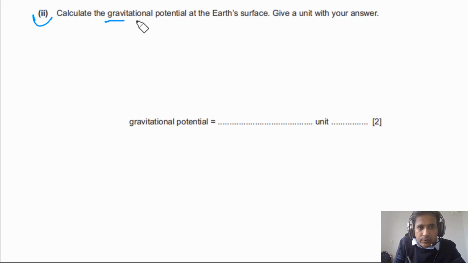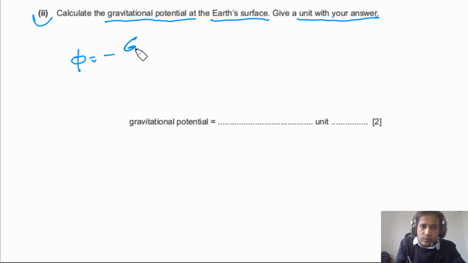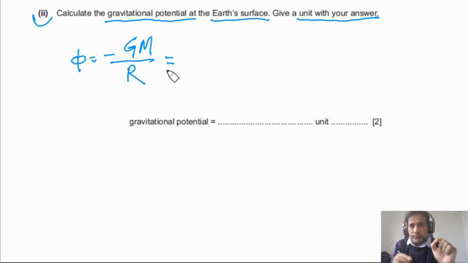The second part says calculate the gravitational potential at the earth's surface, give a unit with your answer. So we need to calculate the value of gravitational potential. How do we calculate gravitational potential? First of all, you need to understand how to calculate. This is equal to negative GM divided by r. So it is negative. Gravitational potential due to any planet is always negative.